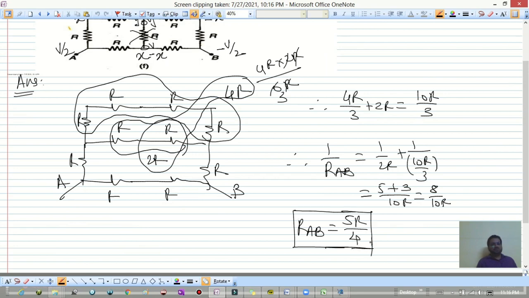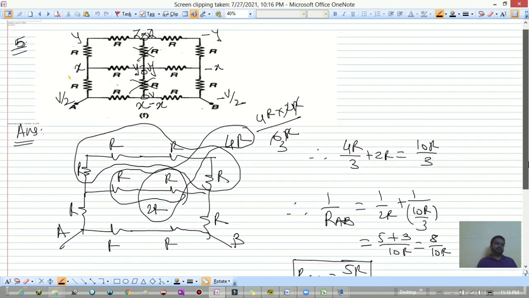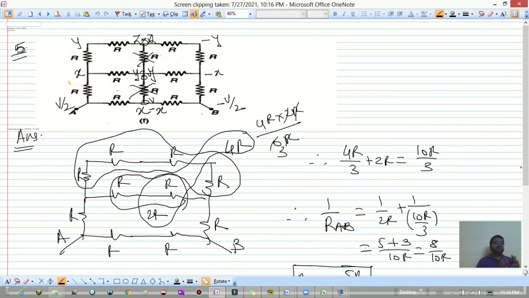If you apply this method, you will find each and every symmetrical circuit easy, right? You will not find any difficulty. So, next problem.